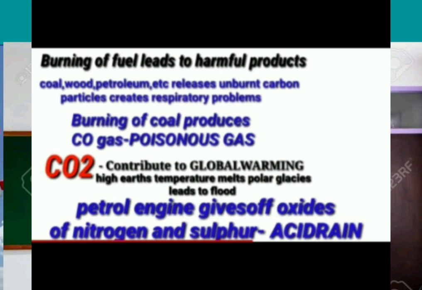So, our chapter combustion and flame is completed with this. In this class, we discussed flame and different parts of the flame. We did different activities and also we discussed the efficiency of fuels and calorific value. With this, the chapter is completed. So, all should read the textbook, write the notes and study well.